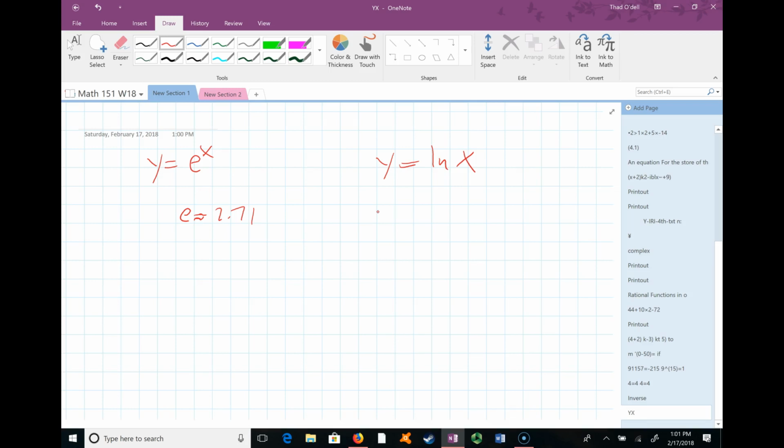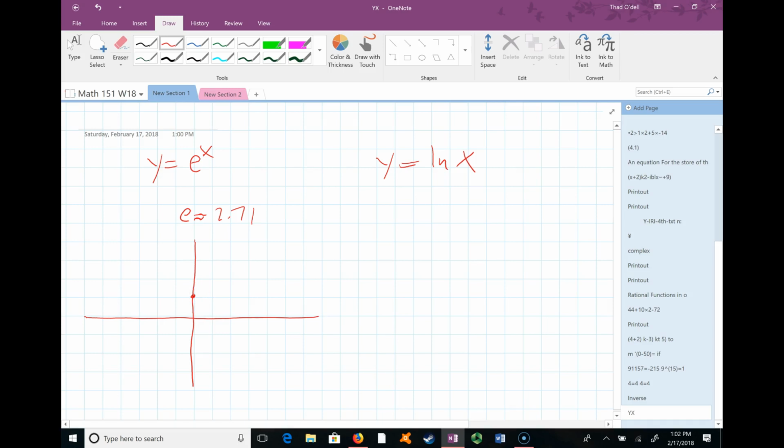So let's take a quick look at the graph of this thing. Whoa, that was a non-straight line. So the graph of this thing, y equals e to the x. So if you plug a 0 in for x, we all know that anything to the 0 power is 1. So that would be right there.